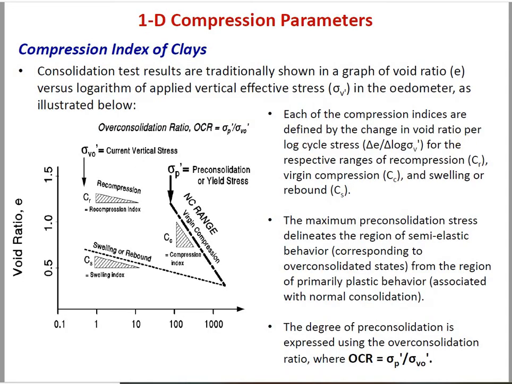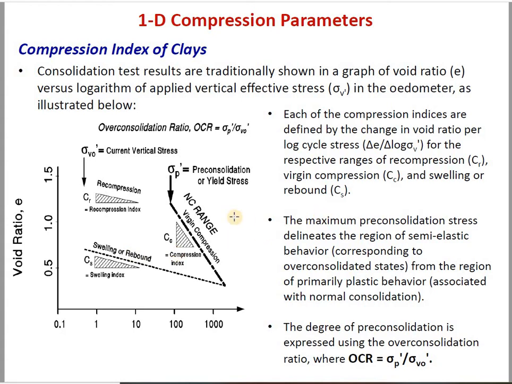Here it is elaborated how you find the compression index. As I explained earlier, it is the graph of void ratio versus logarithm of applied vertical stress in the odometer test. You can see the void ratio plotted on the y-axis and the effective stress on the x-axis, and here it is shown how the recompression index is obtained, how the compression index is obtained, and how the swelling or rebound index is obtained.